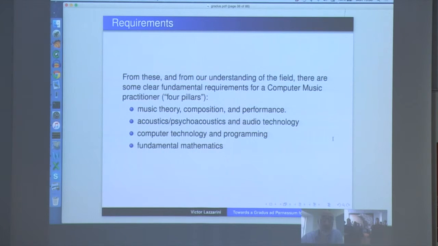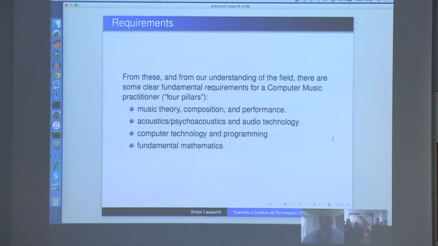And then as a clearly defined pillar, fundamental mathematics. I think this is key because it links everything that you see. It's a language that's really important to learn, and very important to use and to apply in the other areas.